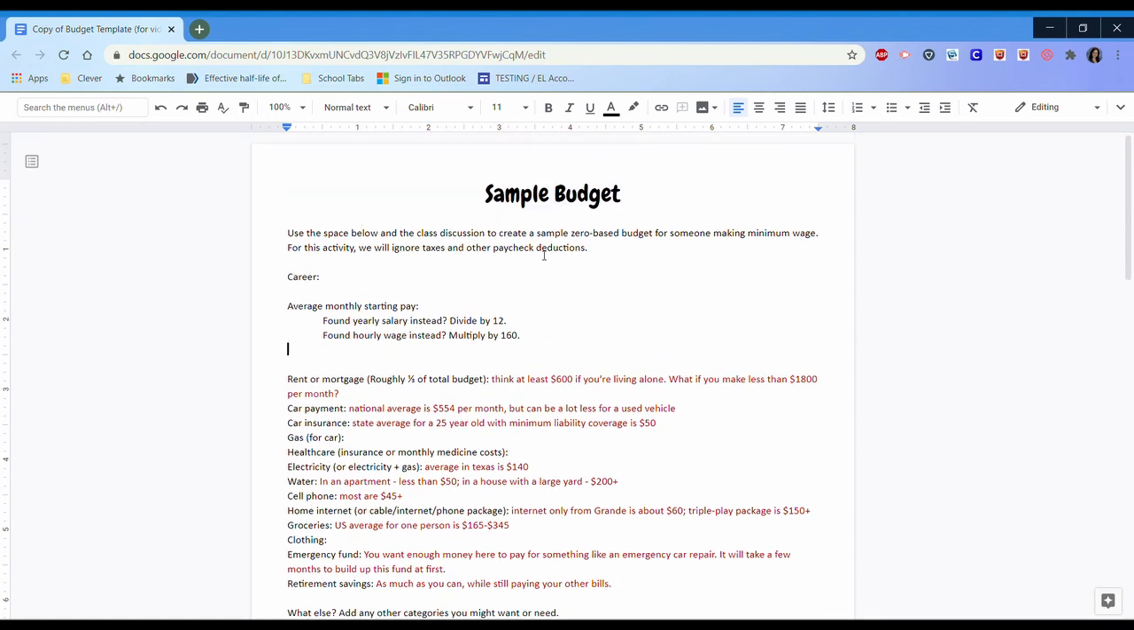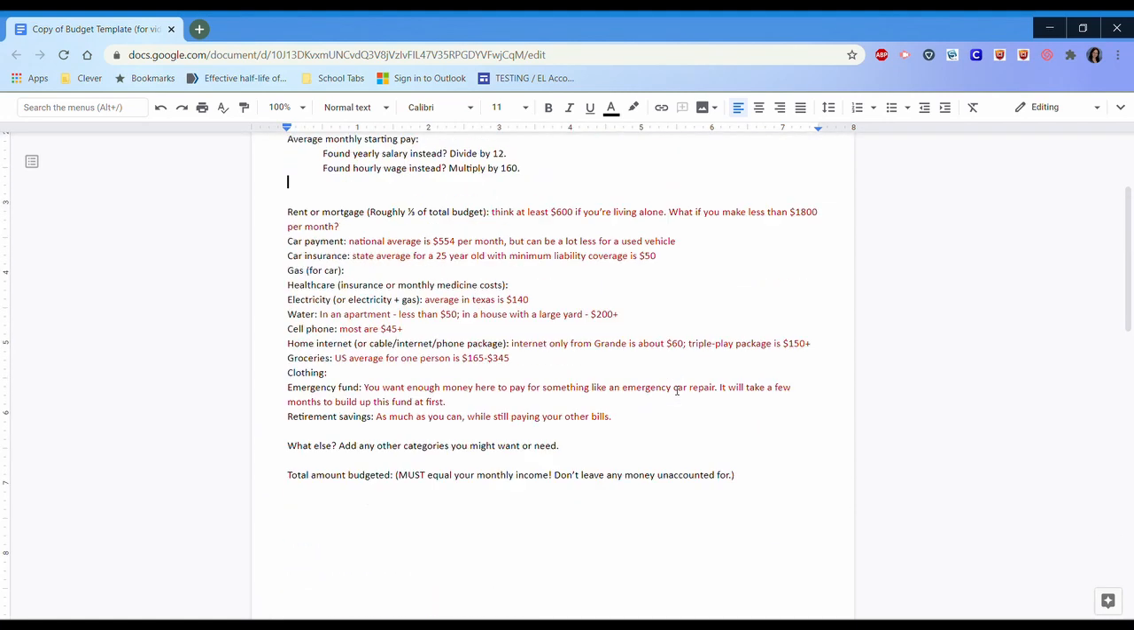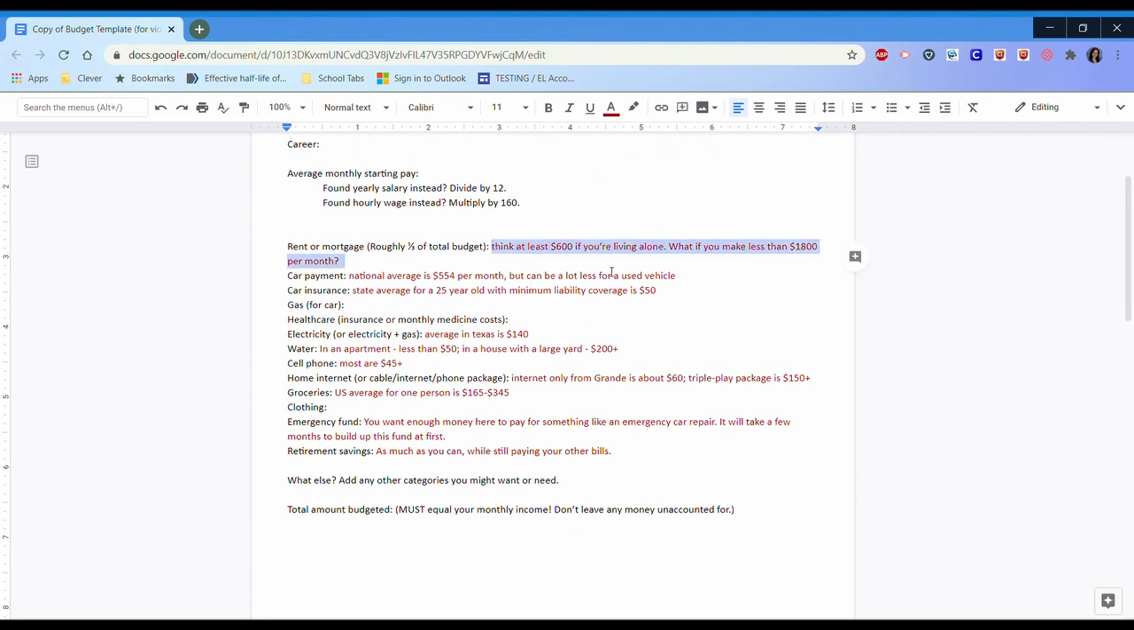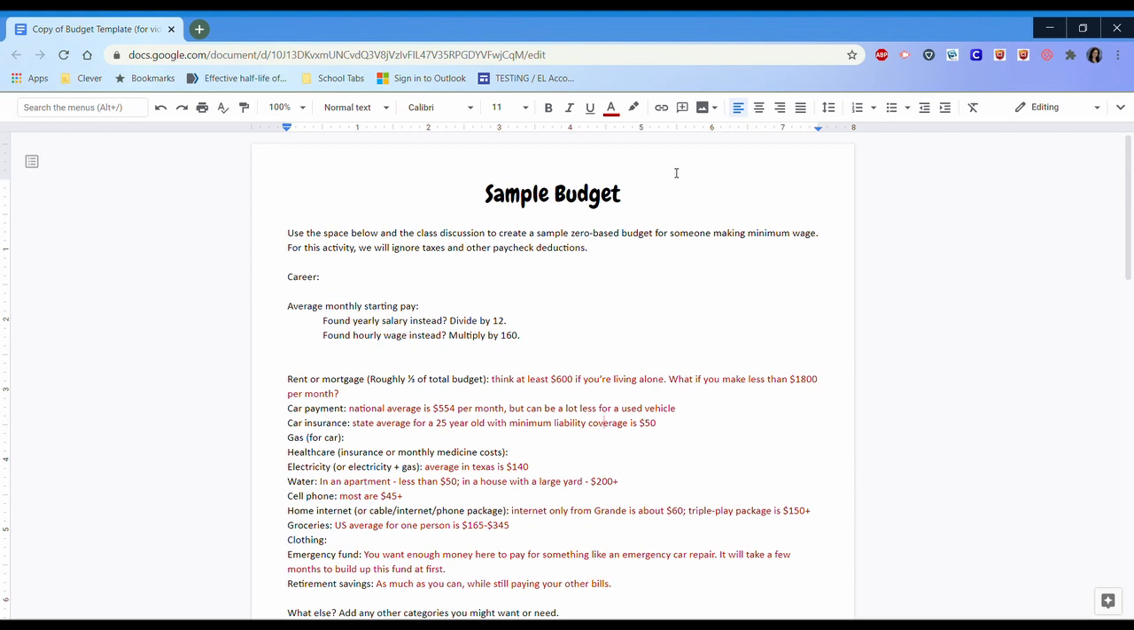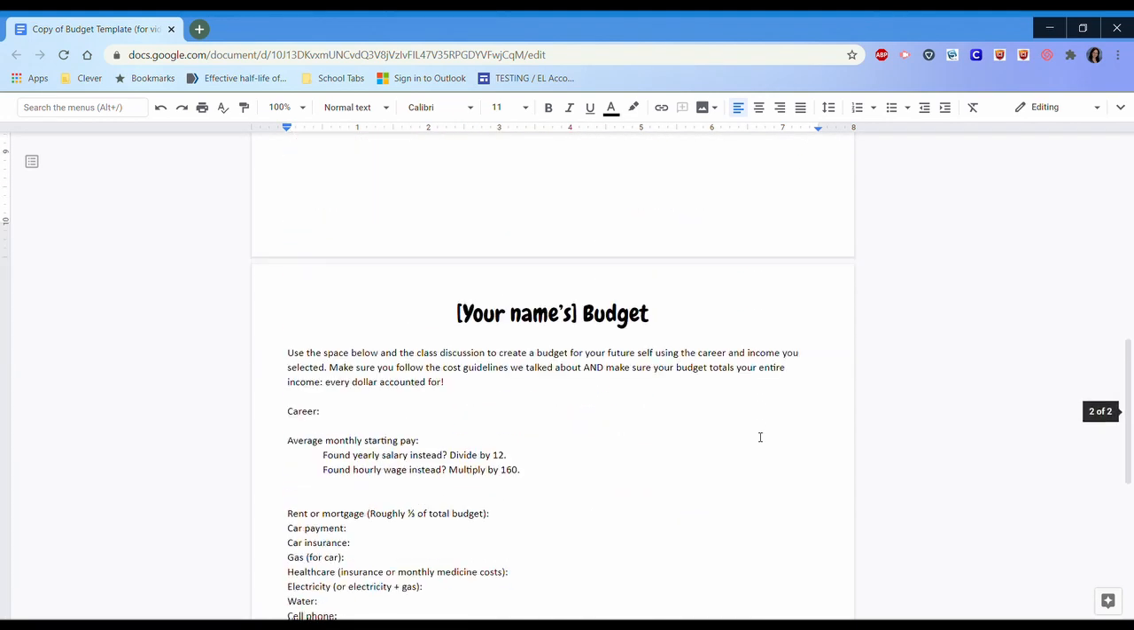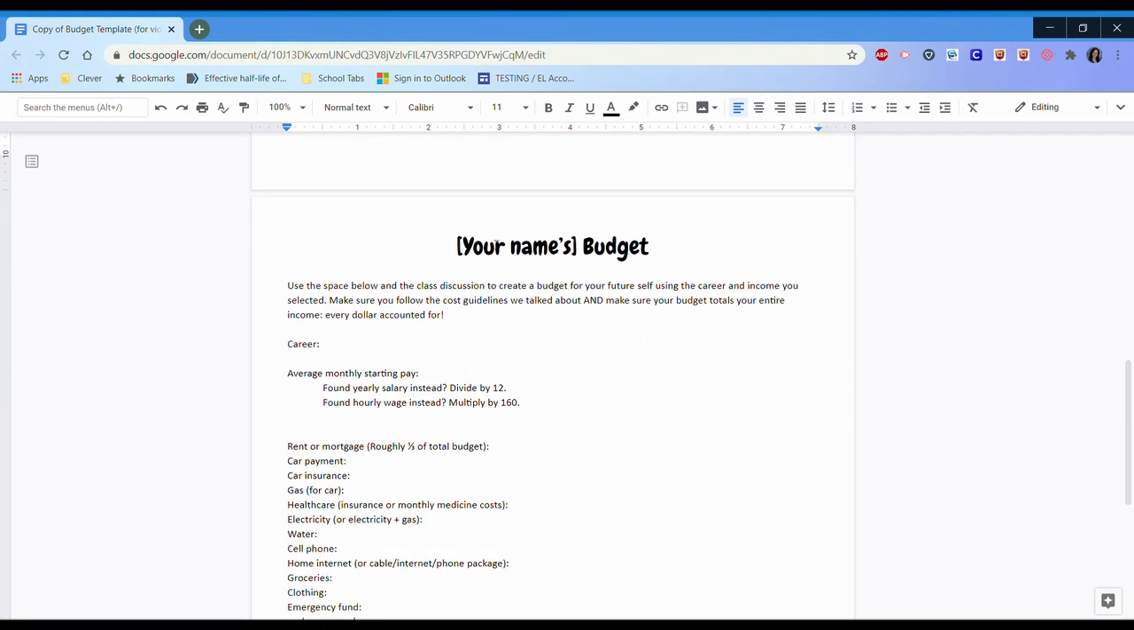In Schoology, you should find this sample budget template, which may or may not have these little notes already written on them in red. Page 1 is what we're going to look at in the video. We're going to do, as an example, someone who's making minimum wage and try to work out their budget per month. On your second page, you are going to put your name here, not my name, your name.